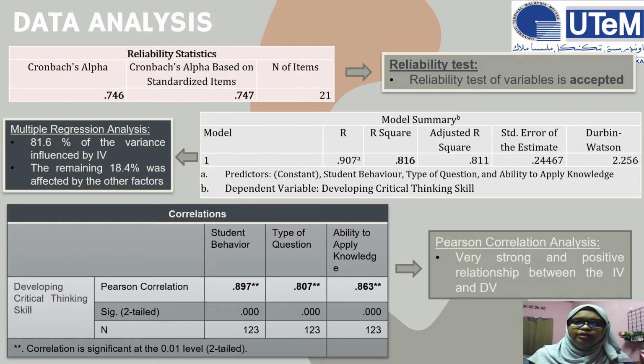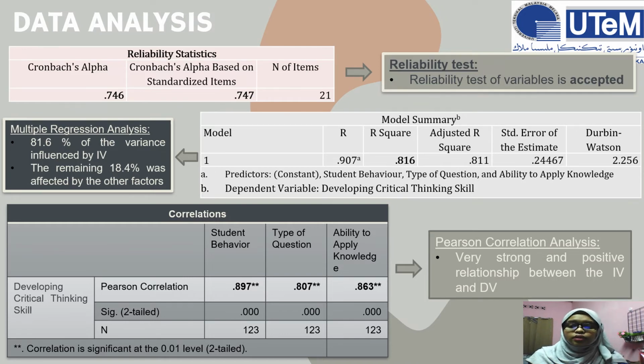For data analysis, we can see that reliability statistics where Cronbach's alpha shows the result with 0.746, which means the reliability test of the variable is accepted because it's higher than 0.7. For model regression analysis, you can see that 81.9% of the variance is influenced by the IV, and the remaining 18.4% was affected by other factors.